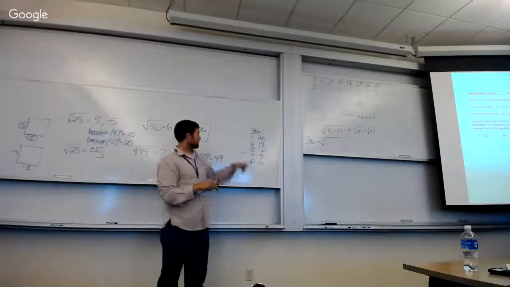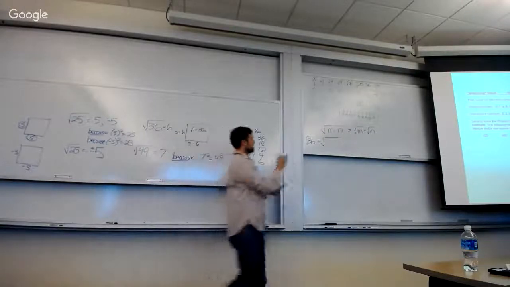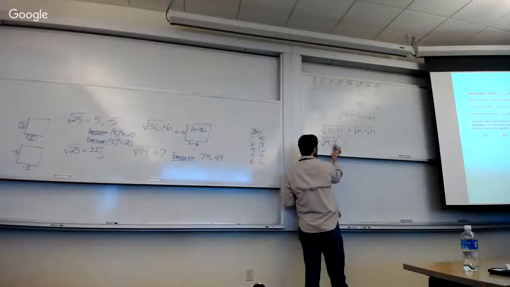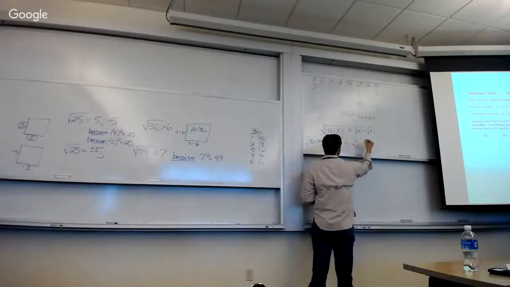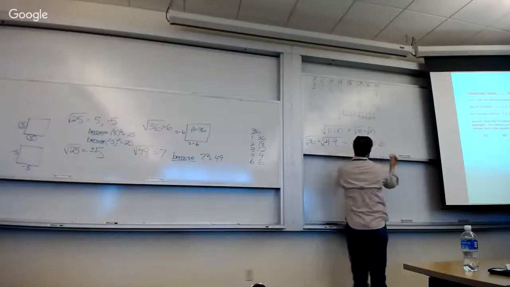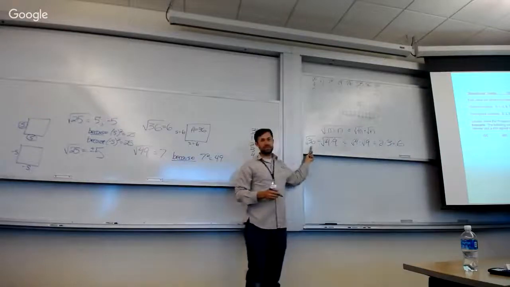Is it 4 and 9? 4 is a square number, that's 2 squared. 9 is a square number, that's 3 squared. So 4 and 9, I'm going to rewrite this as 4 times 9. And now this is the product rule. I get to break that up into root 4 times root 9. And now what's the square root of 4? 2 and the square root of 9? 3. And 2 times 3 is 6. And is that what the square root of 36 is?